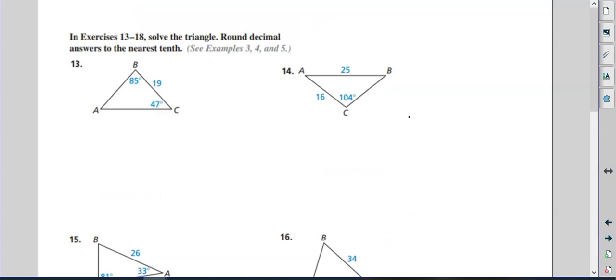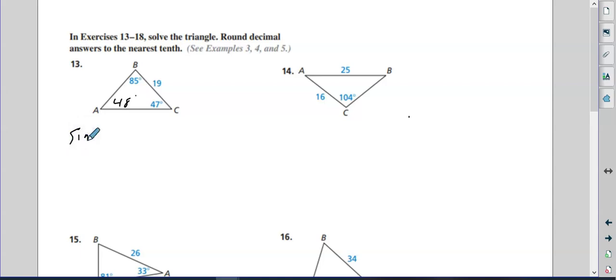All right, solve the triangle. First off, we're going to find the third angle, which is easy because it's just 180 minus 85 minus 47, and that makes it 48 degrees. Okay, that's the easiest thing to find. Okay, now you can pick any angle you want. All right, just a reminder.